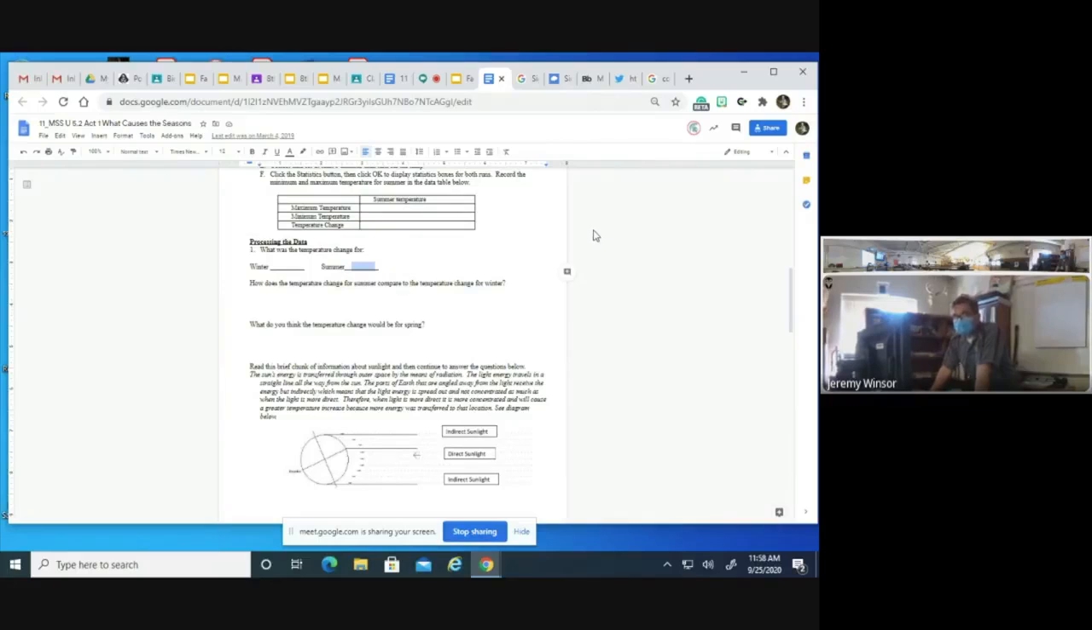So how does the temperature change for summer compare to the temperature change for winter? Well, there's a greater temperature change during the summer than there is during the winter. Interesting. You should write that into this part.